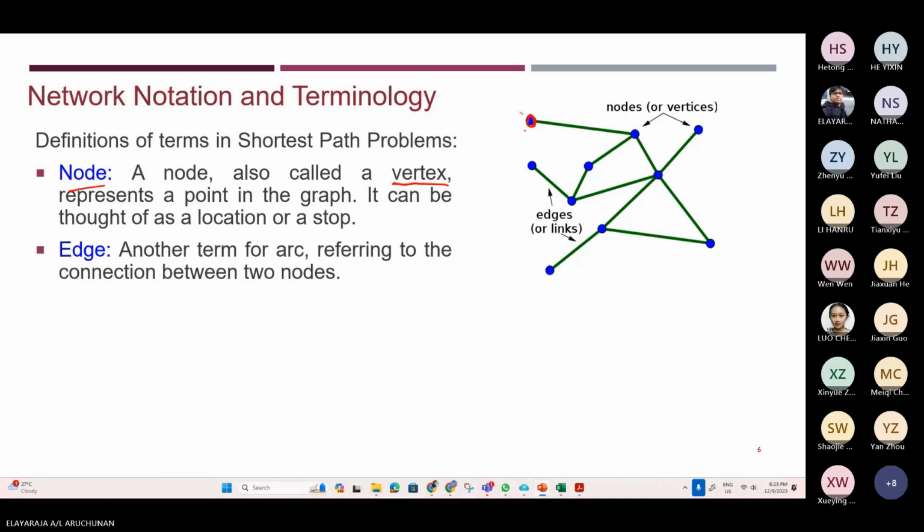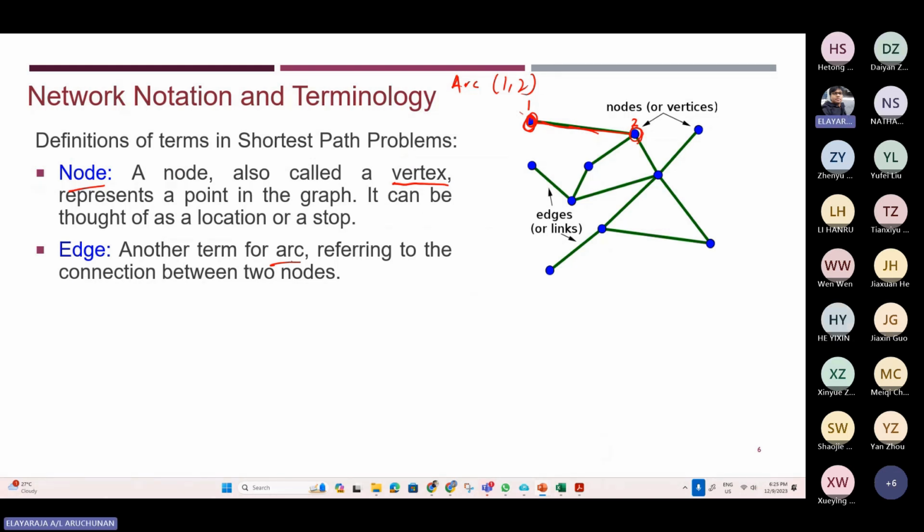Remember, edge, which is another term for arc. We cover the arc later in a while. The arcs usually are given like this: for example, this node 1, this node 2, the arc will be written in this form, 1, 2. This is what they call an arc. So this edge is a connection between the vertices, the line here and the circle here. The line we call an edge or link. So those are the terms you need to know.